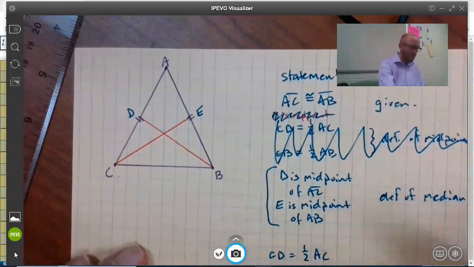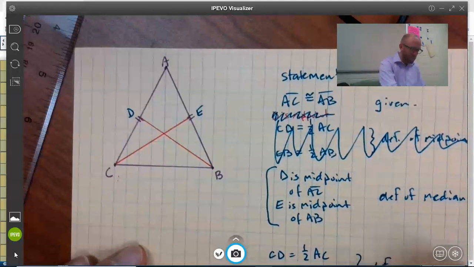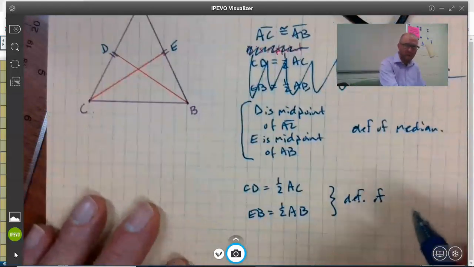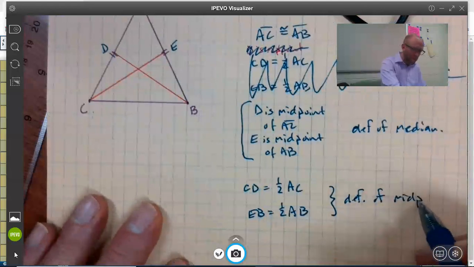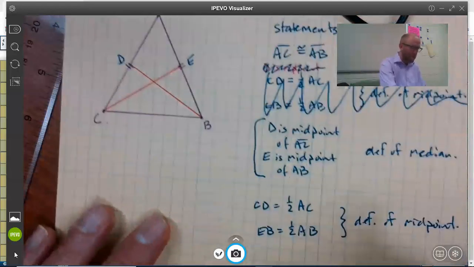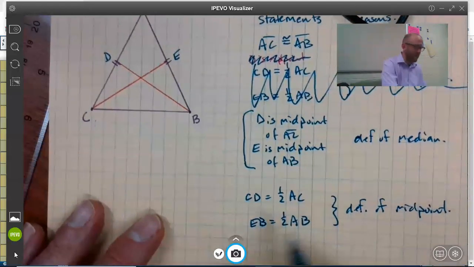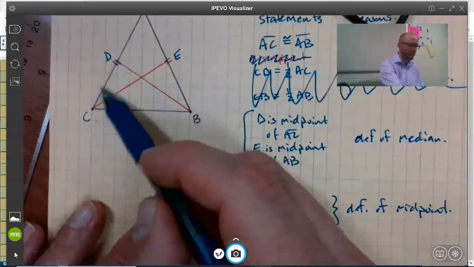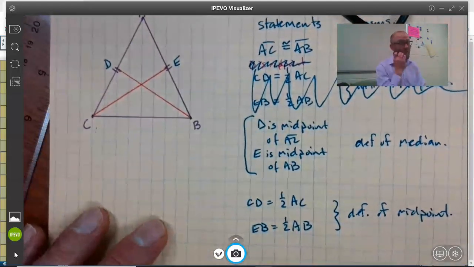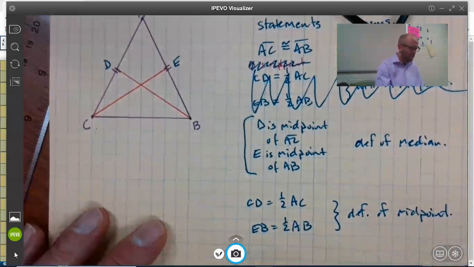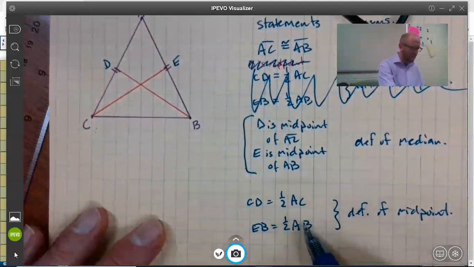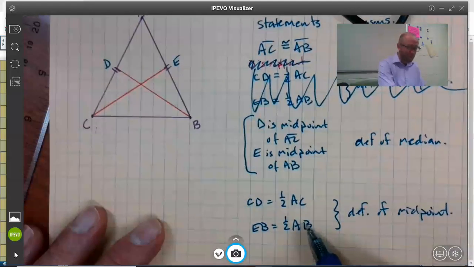Okay? And therefore, and that is just definition of midpoint. That's what a midpoint is. Okay? I mean, I suppose you could drag this out a little bit, but essentially, this distance is half the whole distance. That's what a midpoint does, right? Cuts it in half. So now, but we know that AC and AB are the same.